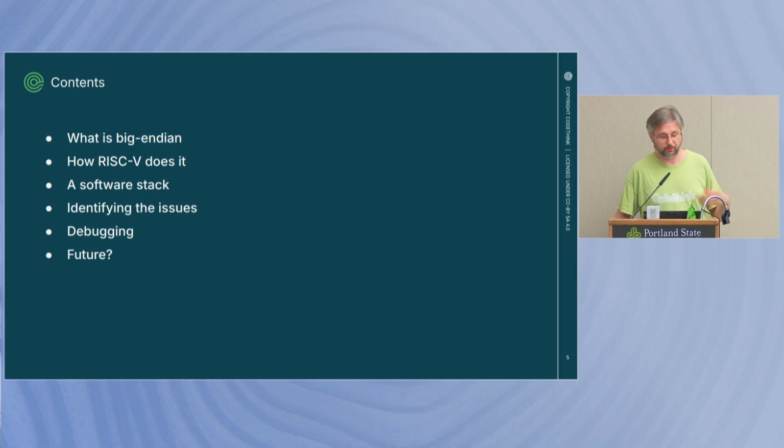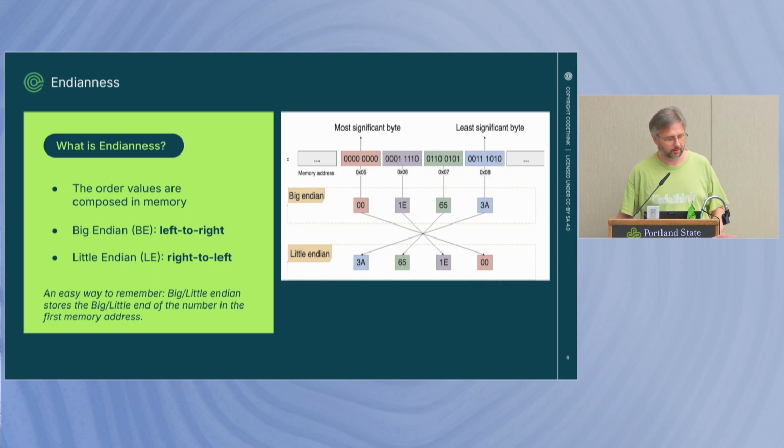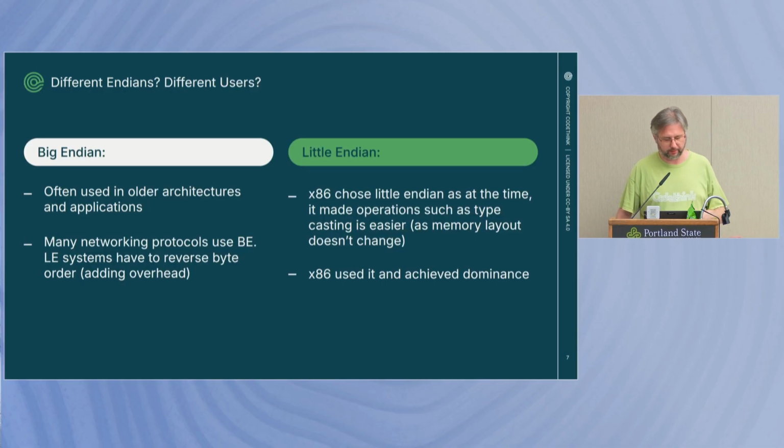We'll go through the contents. We'll talk quickly about what is Big-endian, how RISC-V does it, what we decided on the software stack for actually doing the work. We'll go through the issues, debugging, future. So, firstly, endianness is the way that ordered data values are constructed in memory. You can sort of think about Big-endian being left to right and little-endian right to left. So we have a little diagram here, and we'll talk a little bit more about this.